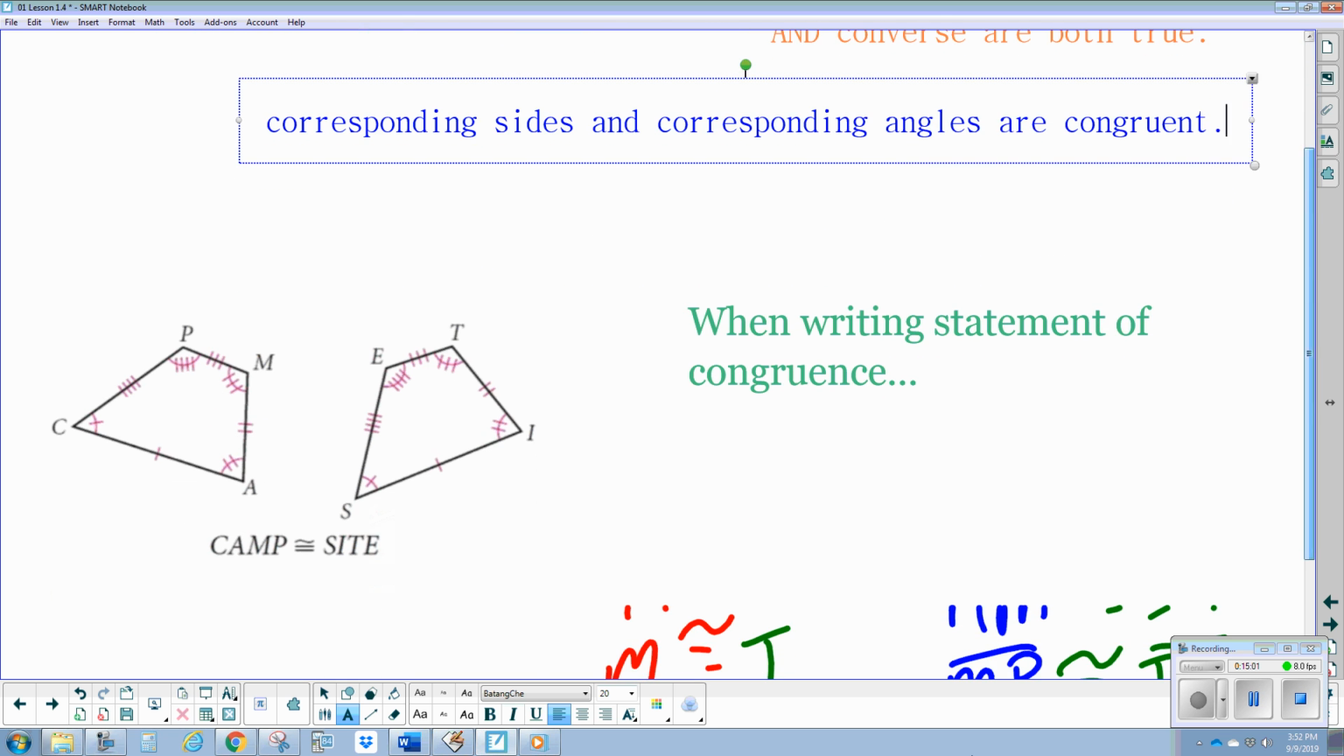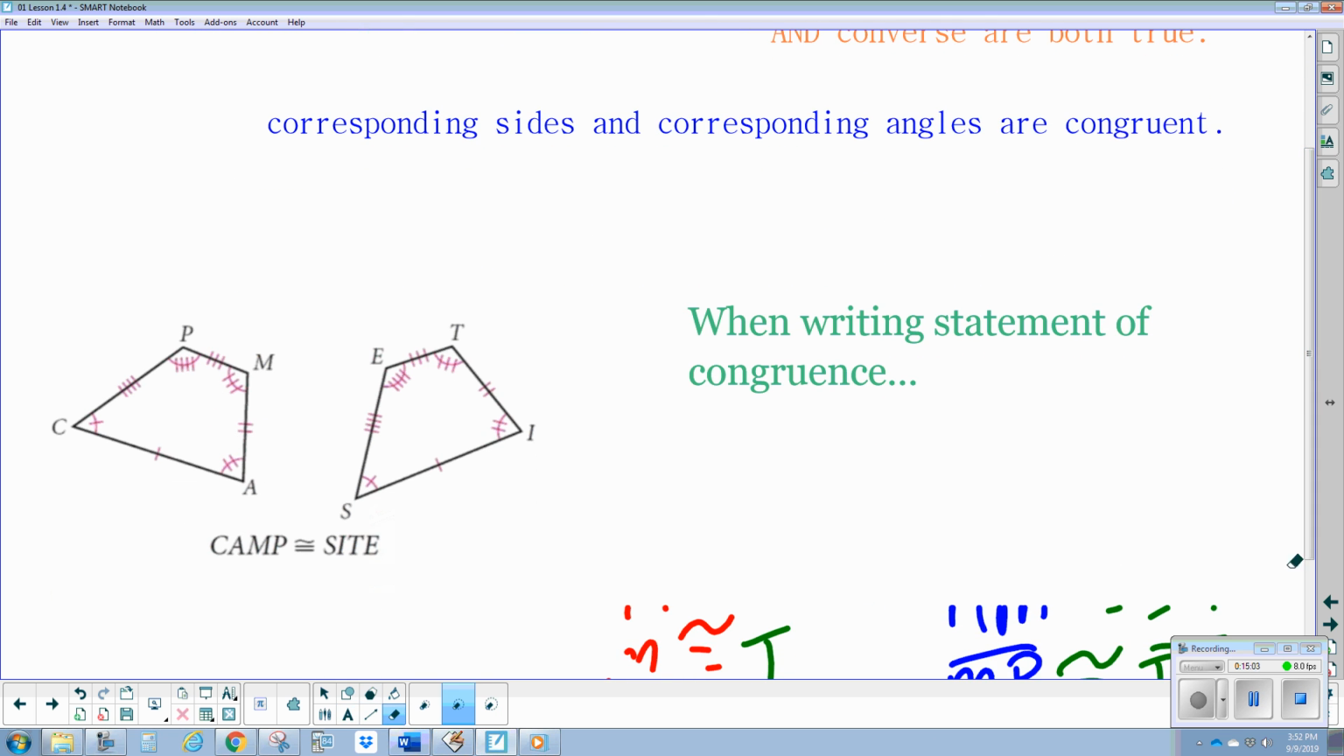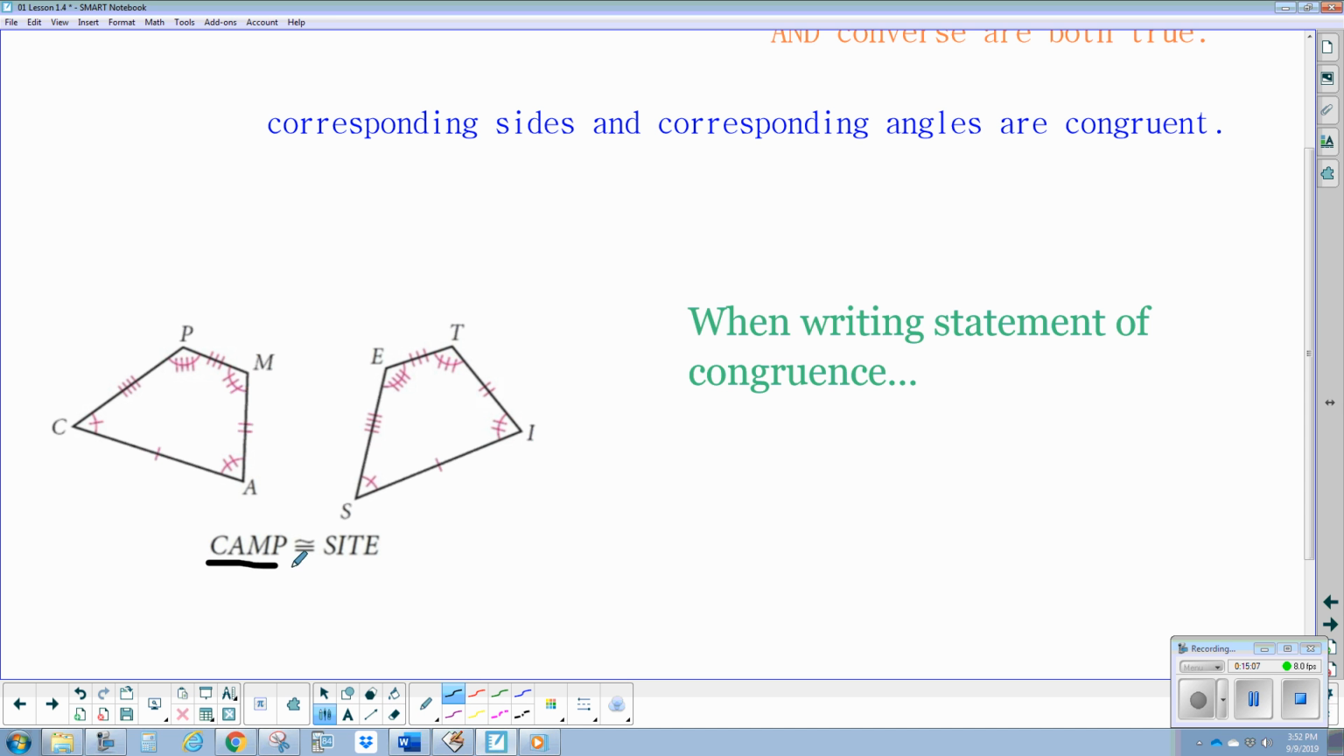Anytime you write that polygons are congruent, you're naming the four vertices, in this case four because it's a quadrilateral, like you would name a polygon. So you're going in consecutive order, C to A to M to P. That defines that polygon. That's naming that polygon CAMP. Now over here, we're talking about the polygon S to I to T to E. That's the polygon SITE, or in this case, a quadrilateral.